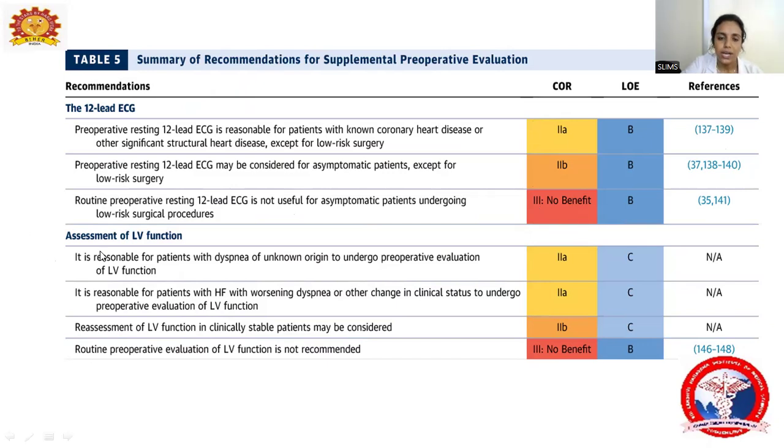Okay. Now, assessment of the LV function. It is reasonable for patients with dyspnea of unknown origin to undergo preoperative evaluation of the LV function. This comes under moderate strength of recommendation. And routine preoperative evaluation of the LV function is not recommended, which is class 3.